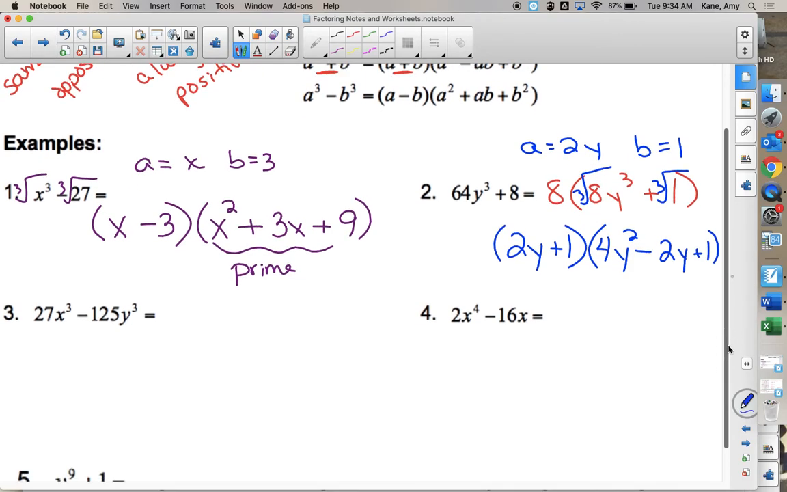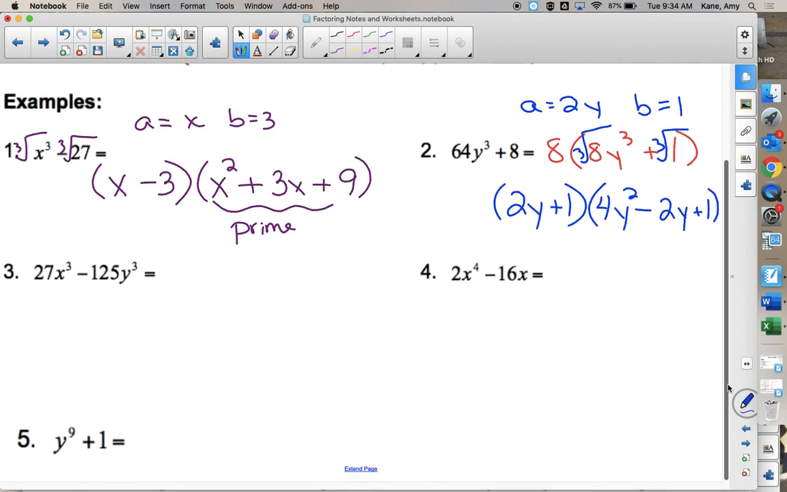So number 3, is there a GCF? 27 and 125. No. Carrie, are they perfect cubes? Yes. What is the cube root of 27? And the cube root of 125 is 5. It's okay that there are two variables there. You just have a variable in the front and a variable in the back. So 3x and 5y are your A and B terms. Carrie, how was that factoring them?